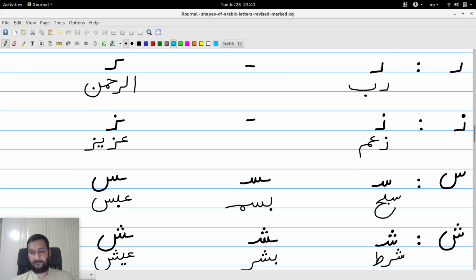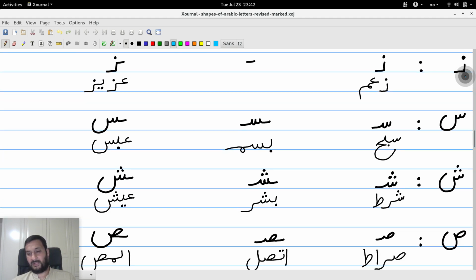Then we have ra. Ra appears just like dal, individual in the beginning of the words. This is ra and ba. And then we don't have anything in the middle. Now here it is, it appears in the middle, of course, but the compound construct is, this is one word. But here is the construct where it appears at the end. And this is how it looks like. So this word is Ar-Rahman. So I will cut it off here. Alif, Lam, Ra, Ha, Mim, Noon.